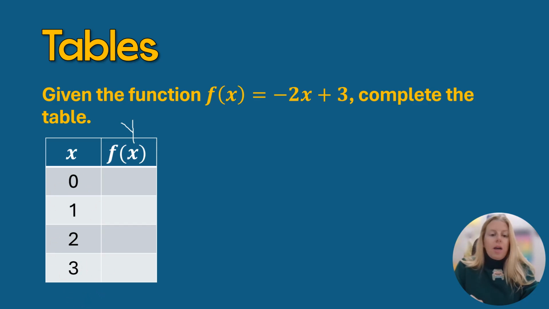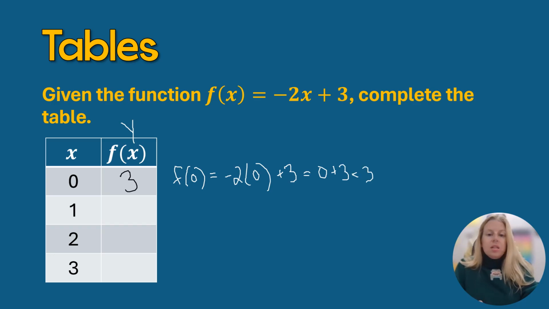Alrighty, so I'm going to use my evaluating functions unit from last week and go ahead and plug in those values. So f of x, or f of 0, is going to equal negative 2 times 0 plus 3, and then I'm just going to keep simplifying. Negative 2 times 0 is 0, plus 3 is 3. So in here, I put a 3, because when I plugged in 0, I get 3. And then we keep going.